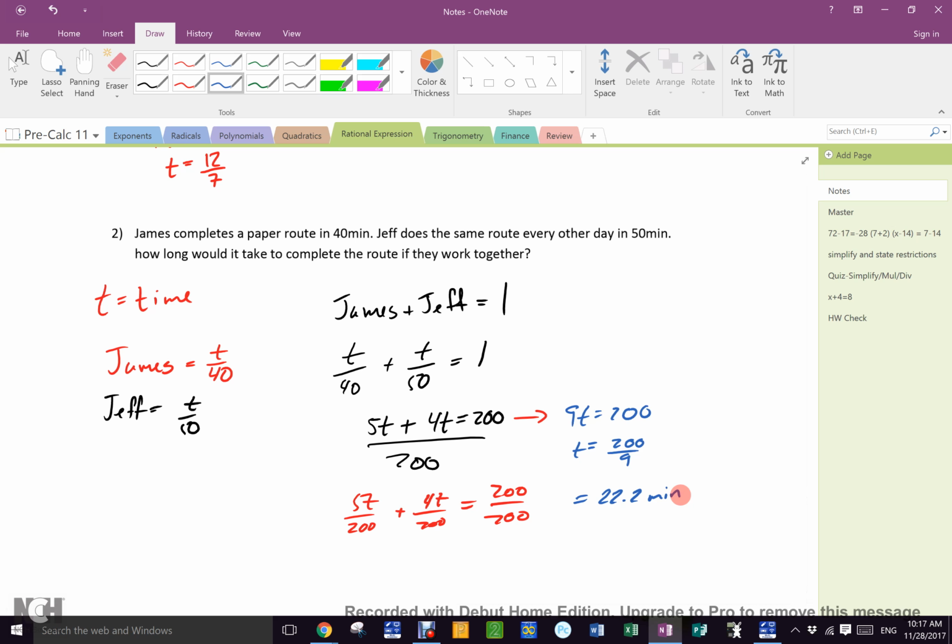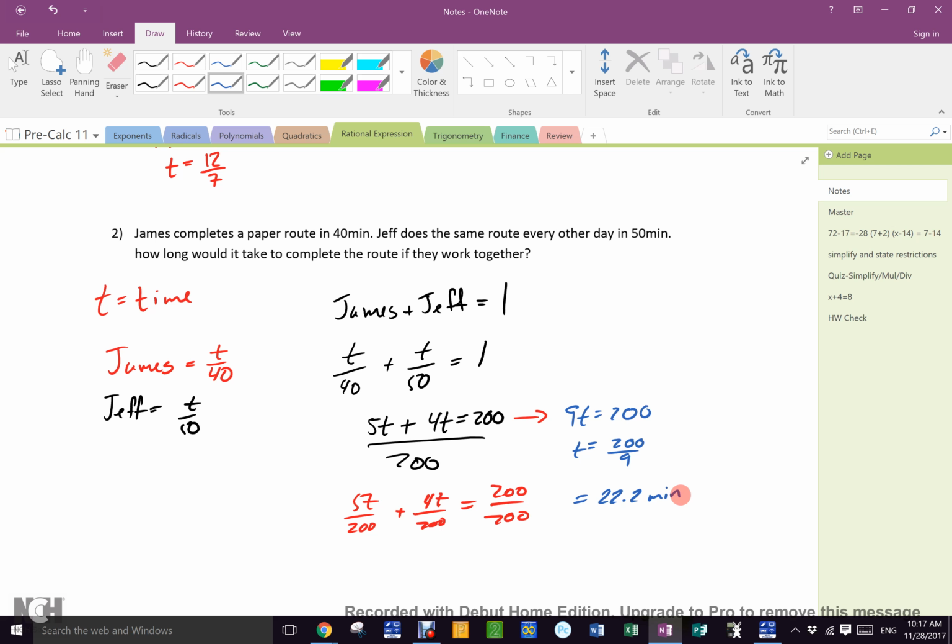Now, check, does it make sense? James takes 40 minutes to do it all by himself. If somebody helps him, should it take more or less time? Less. Does it take less? So does this answer make sense? Everybody good? Those are easy because of one variable, yes?